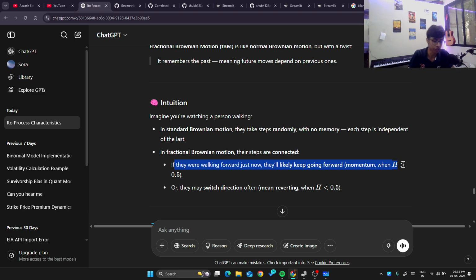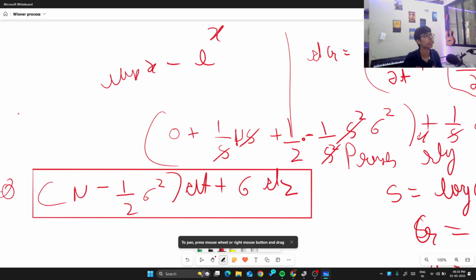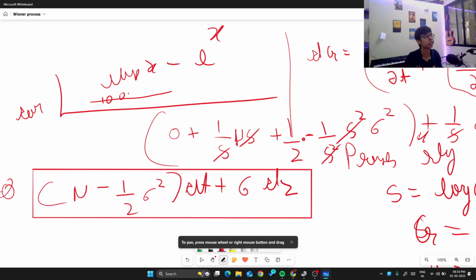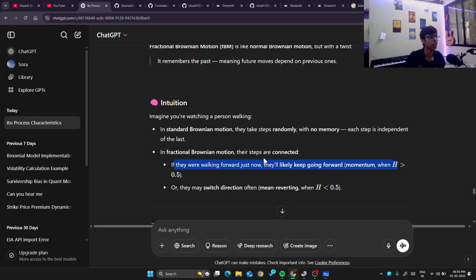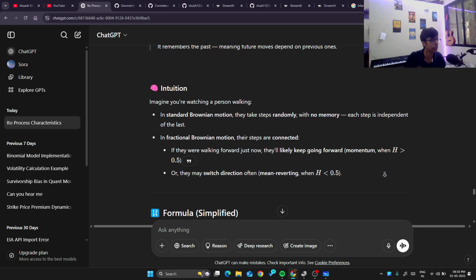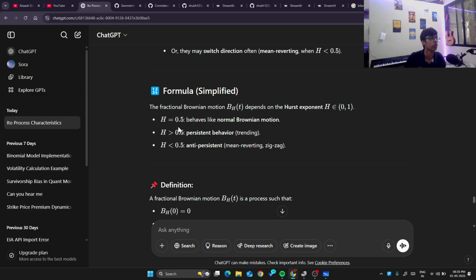If our car is moving with a velocity of 100 and we stop the engine, then it will keep going with some decaying factor, right? That H is the Hurst exponent. Momentum with H above 0.5, or they will switch direction, which is mean reverting. Okay, in fractional Brownian motion the Hurst exponent is derived from a random distribution.